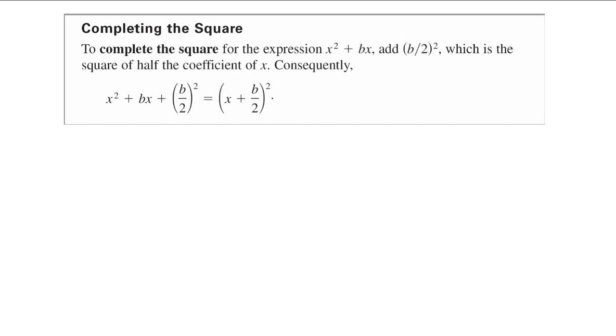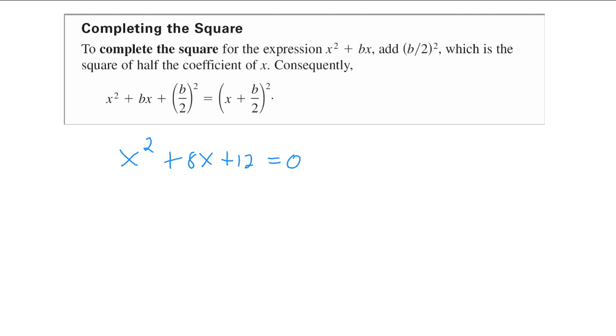Okay, so how do we do this type of problem? All right, so if I gave you a problem like this, let's say x squared plus 8x plus 12 is equal to 0. Okay, and we're going to use completing the square.